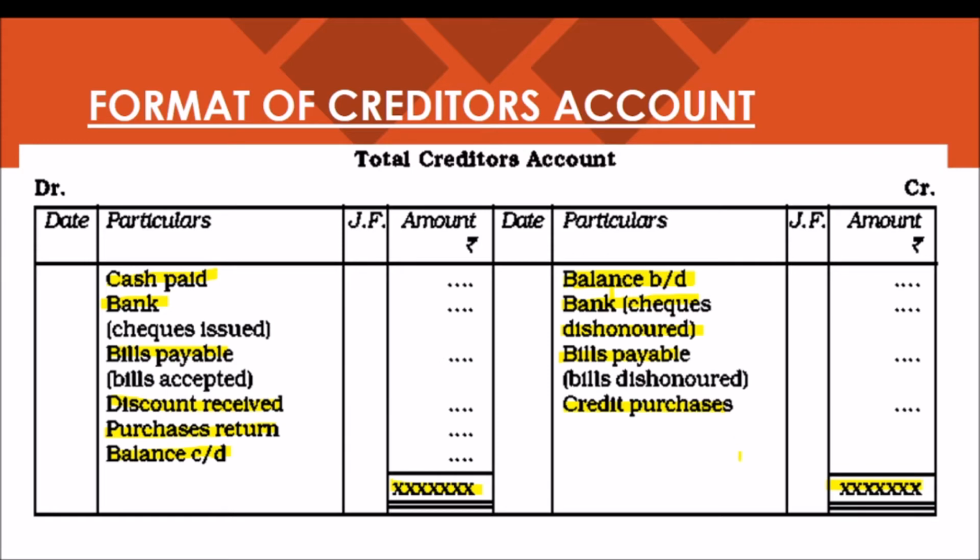So remember the format. We are writing the balance brought down, balance carried down. Then we are writing the cash paid to creditors, or the amount which is paid to creditors in the form of check. If the check is dishonored, it will be credited, and bills accepted will be debited. If it is dishonored, it will be credited. Any amount of discount received will be debited. Also, the amount of purchase return will be debited. So remember, this is the format of the total creditors account, which is used to calculate the amount of credit purchase.